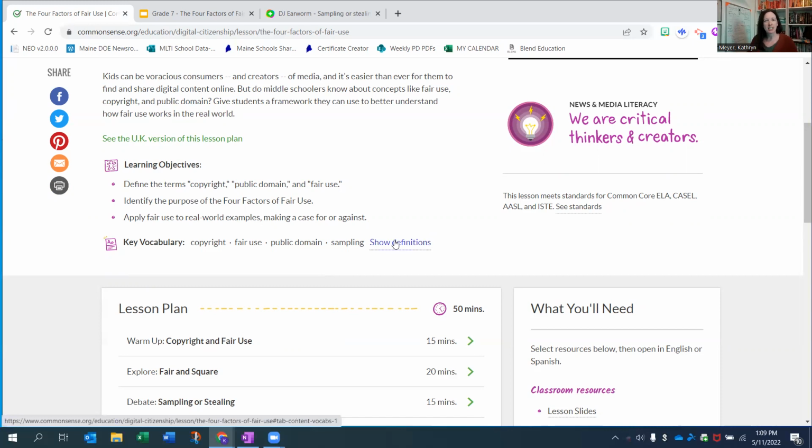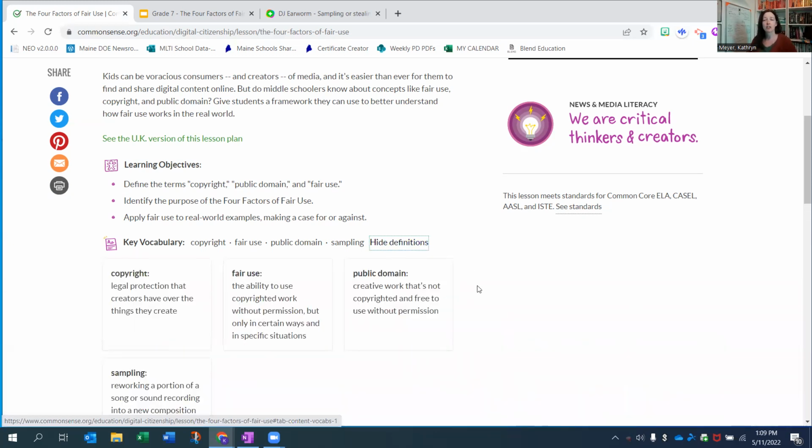As I mentioned in the last session, when I was going over the sixth grade lesson plan, these lessons are scripted in a way that if someone came to you tonight and said, I need you to teach the four factors of fair use tomorrow, even if you didn't really know anything about that, they're scripted in a way that you could confidently enter into this lesson plan with your students. So it's just another really incredible thing about Common Sense Media Education's lesson plans.